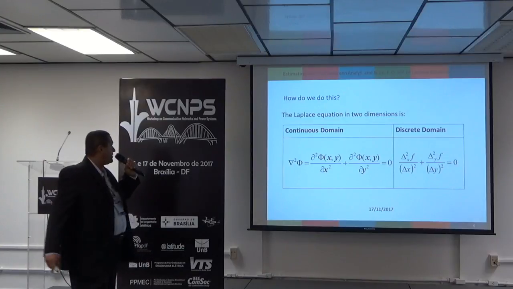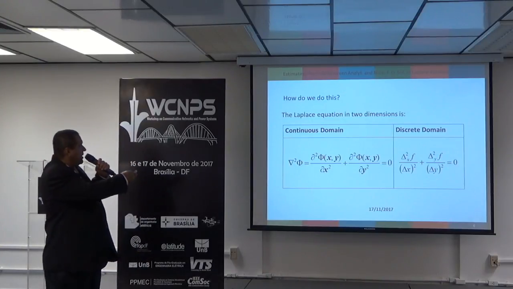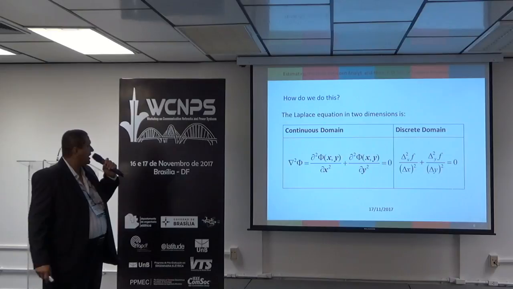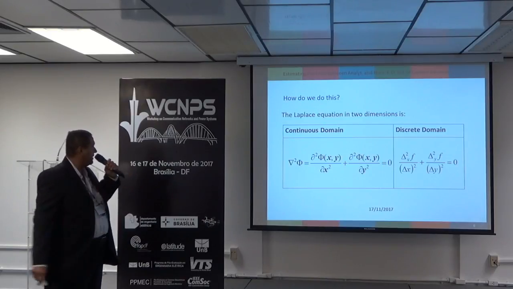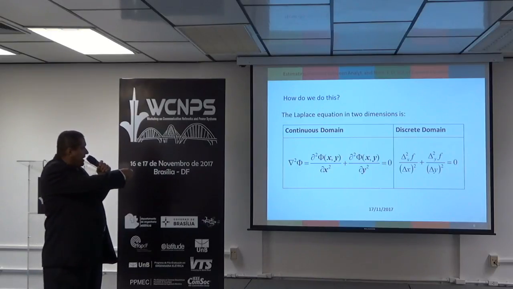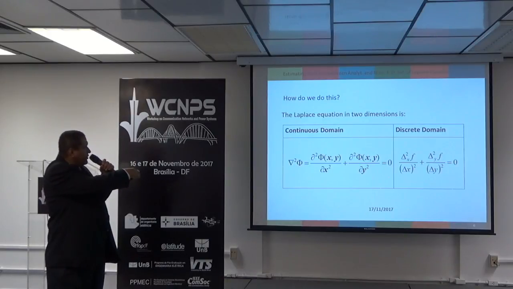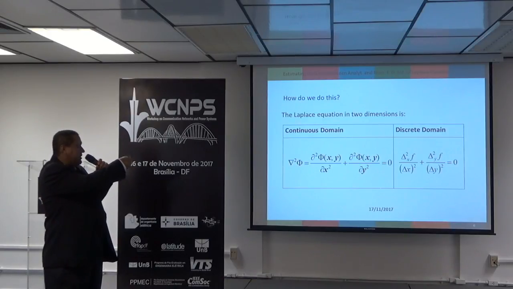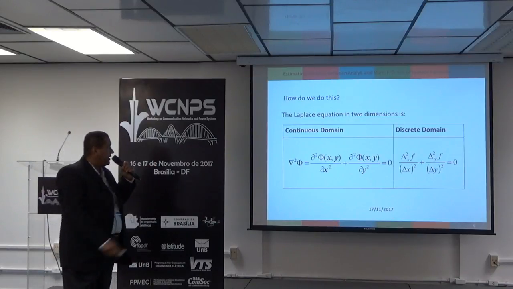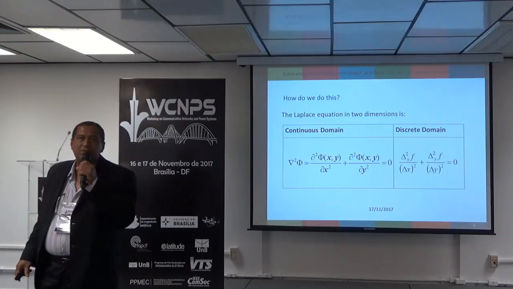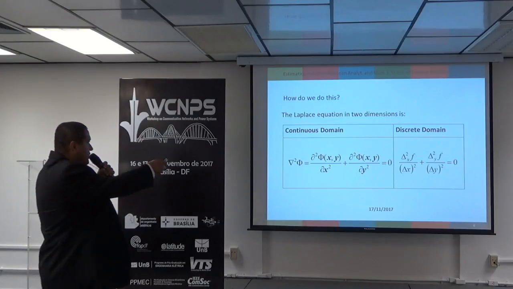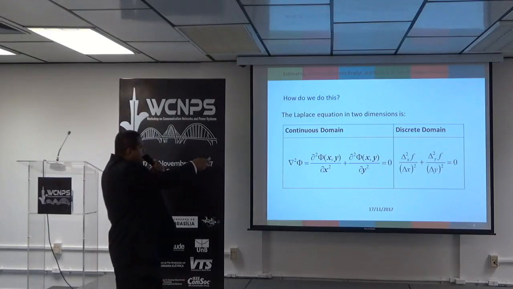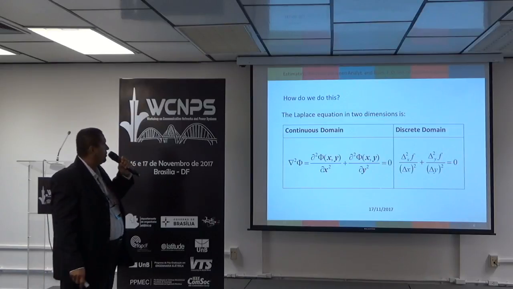First, the Laplace equation in two dimensions are here. On the left side, we have the continuous domain. The Laplace equation is the second derivative of phi related to x plus second derivative of phi related to y, x, y, equal to zero. In the discrete domain, with the adaptations, we have the equivalent formulation with the same sense.